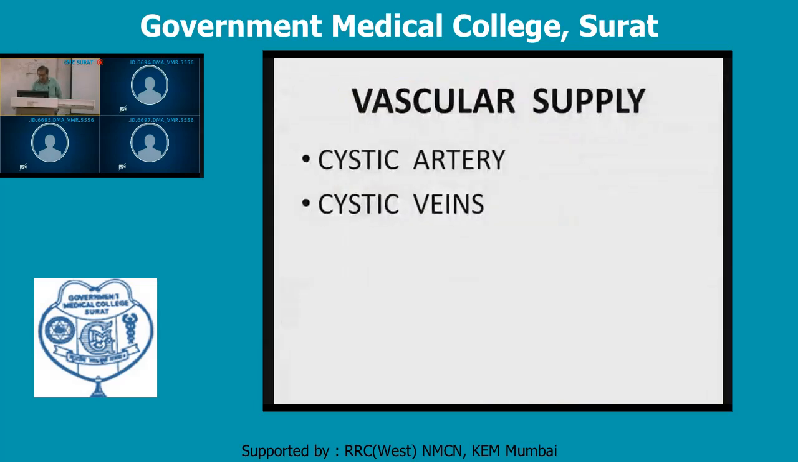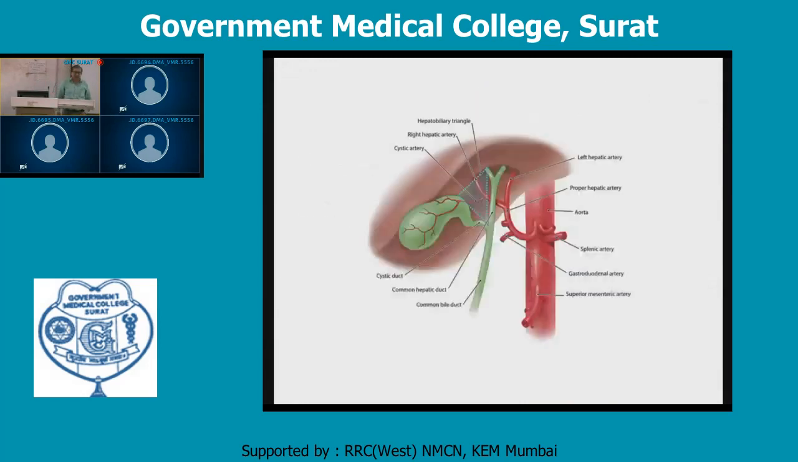Vascular supply of the gallbladder. Now, let's have a look over these arteries. That is the abdominal aorta, this is the celiac trunk, and from the celiac trunk, this is the common hepatic artery, and this is the proper hepatic artery, which divides into right and left hepatic arteries. This one is the right hepatic artery, and this one is the left hepatic artery.